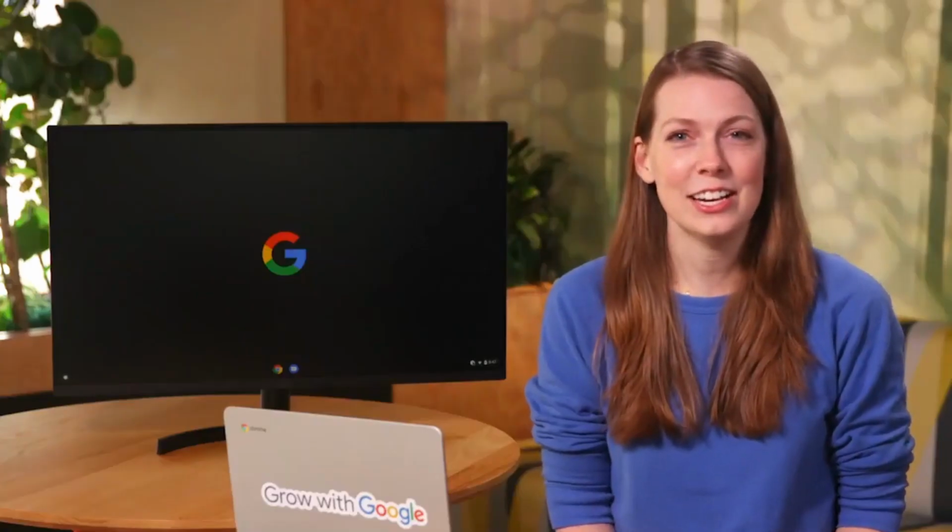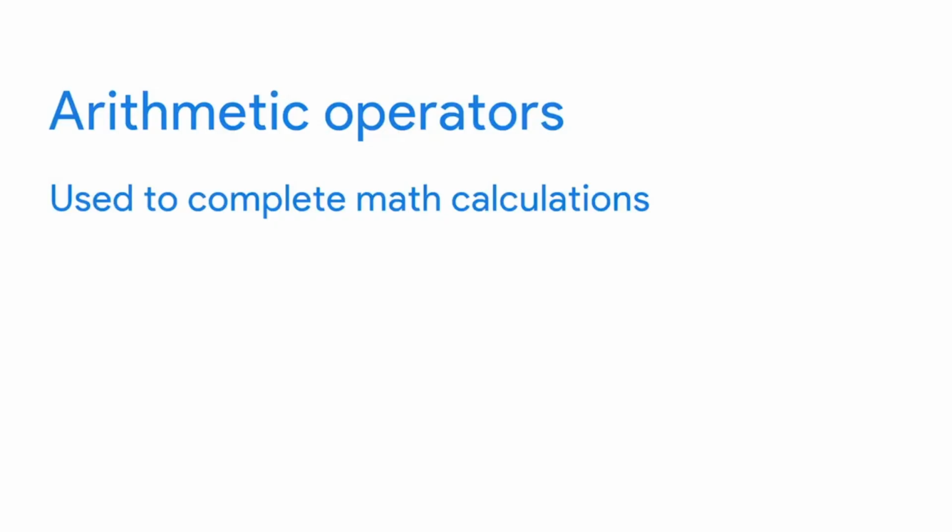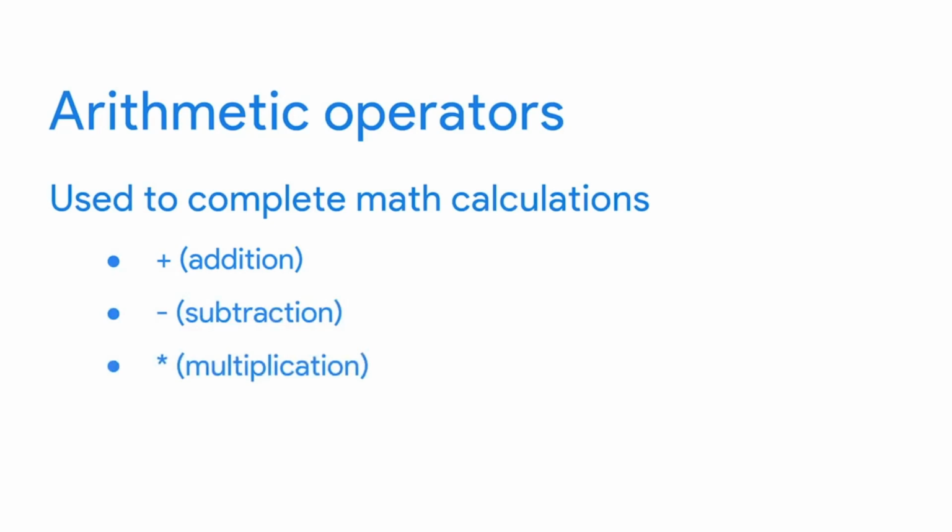Next, let's check out arithmetic operators. These operators are used to complete math calculations, and they might seem familiar. Plus signs do addition on variables, and minus signs do subtraction. We use an asterisk to perform multiplication, and a slash performs division. There's other arithmetic operators too, but these are enough to get you started.